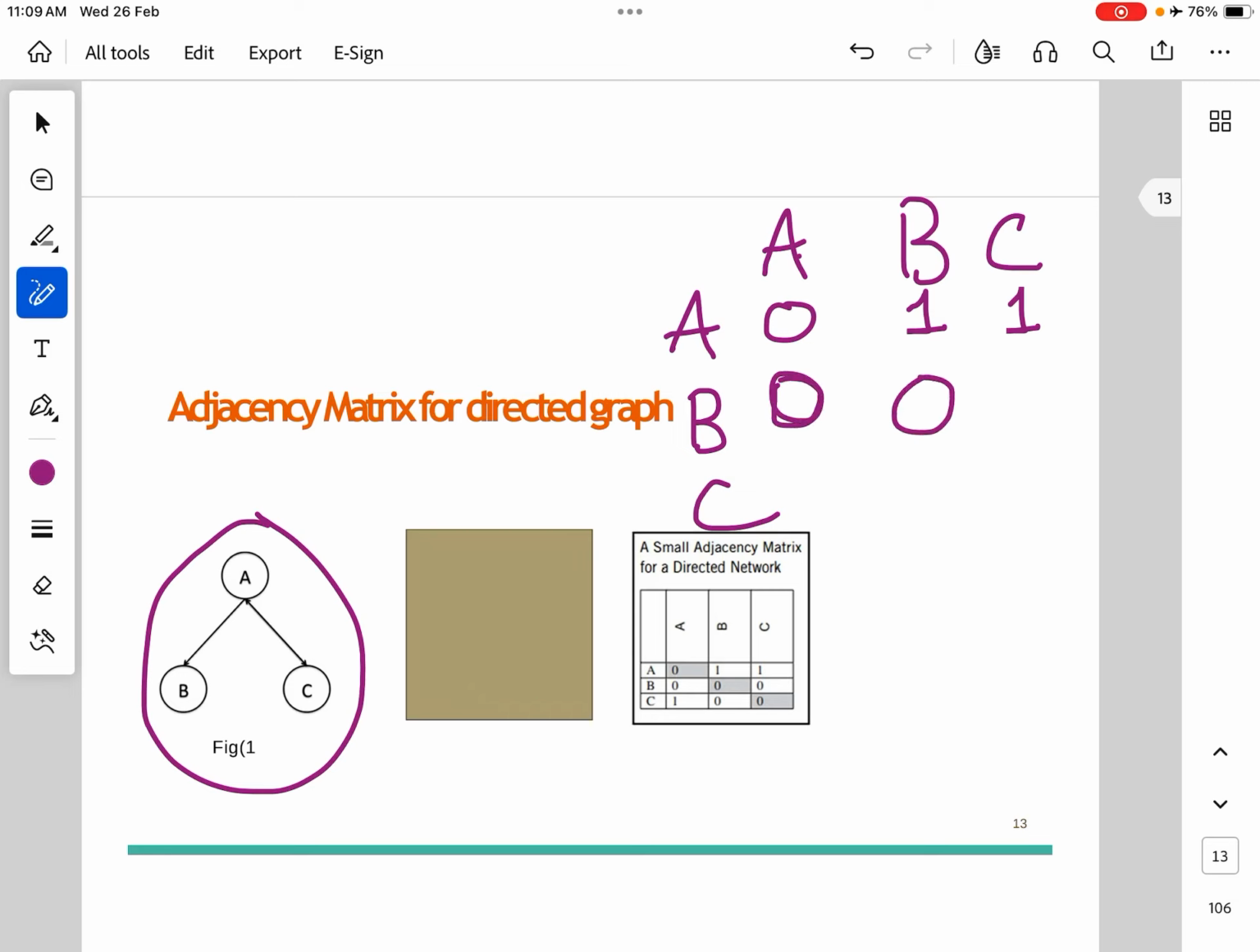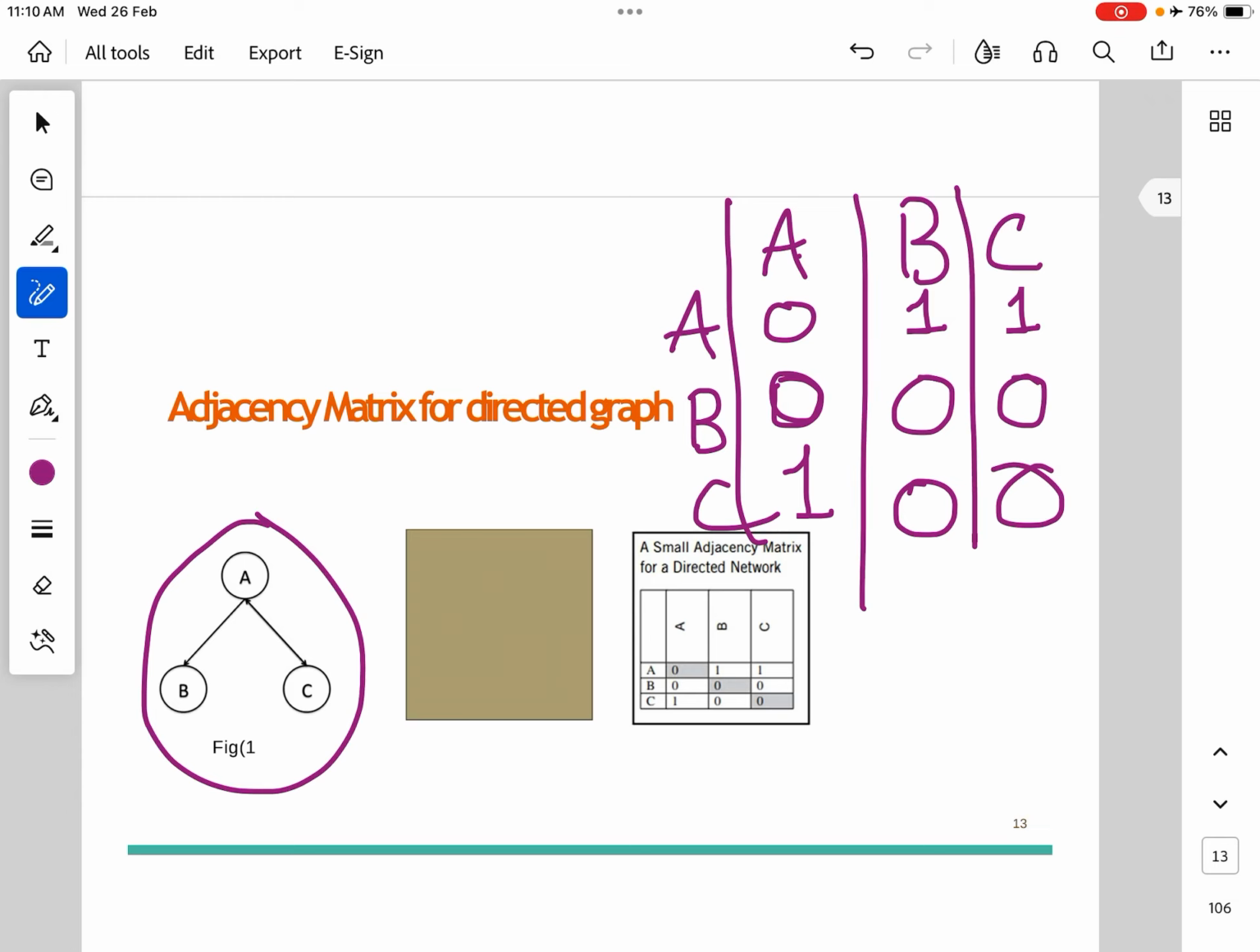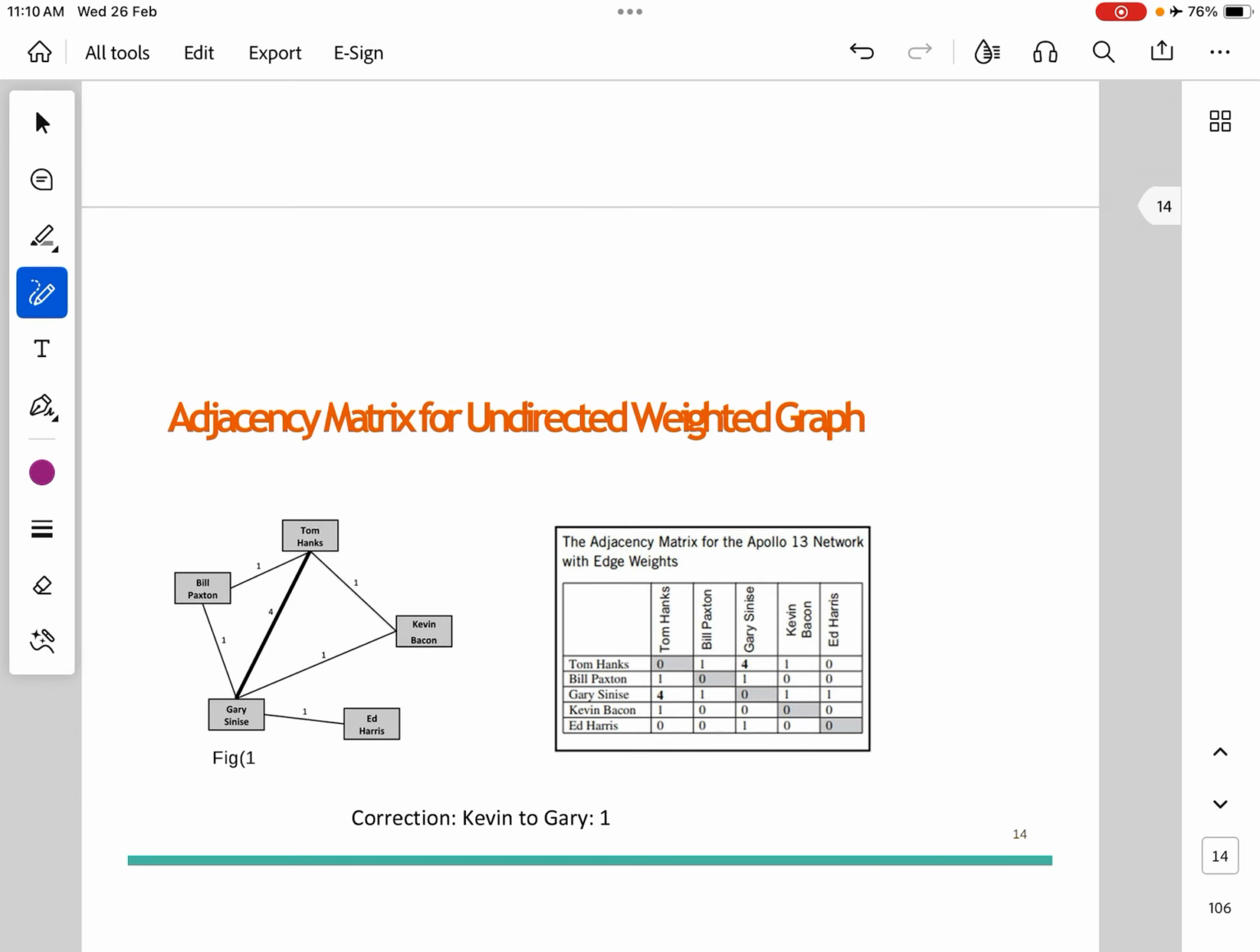B to B there is no edge, B to C also there is no edge. C to A there is an edge because A to C is bidirectional. So here we'll write 1. C to B 0, C to C 0. This way the adjacency matrix will come. Next, adjacency matrix for an undirected weighted graph. Now this is a weighted graph.